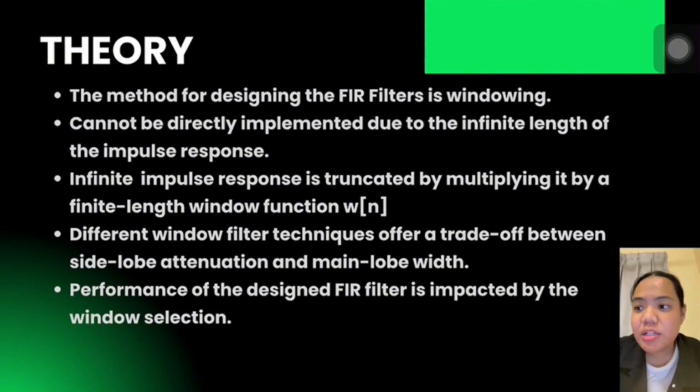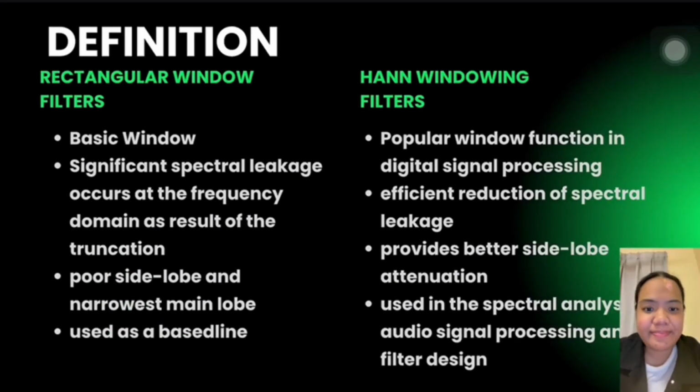Different window techniques offer a trade-off between side lobe attenuation and main lobe width. Stronger side lobe suppression lowers spectral leakage, while a smaller main lobe enhances the frequency resolution. The performance of the designed FIR filter is impacted by the window selection.